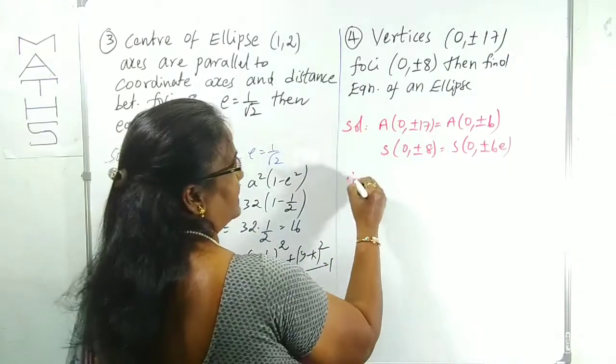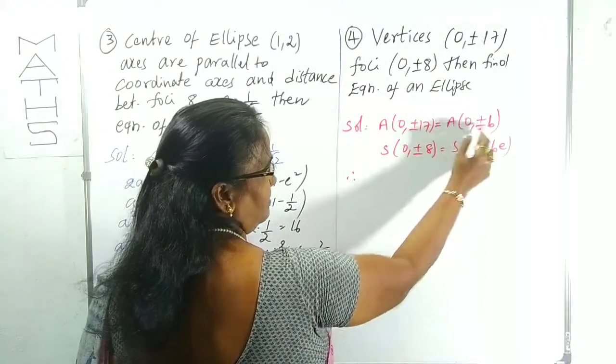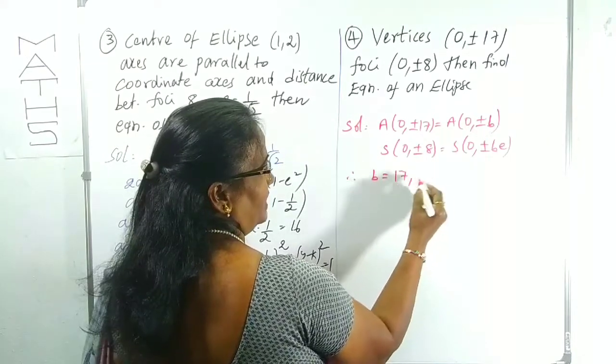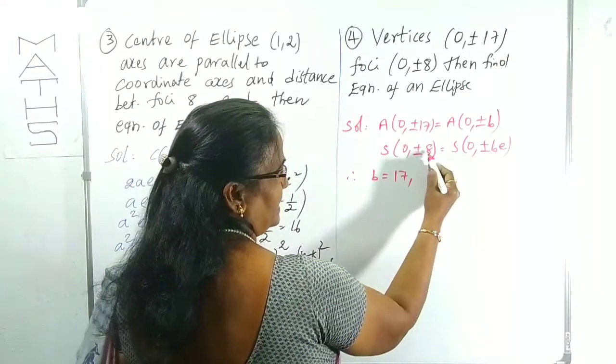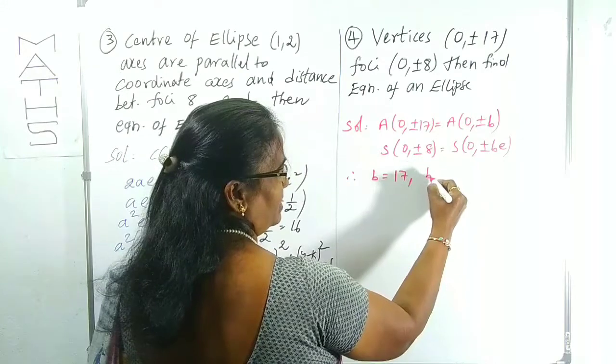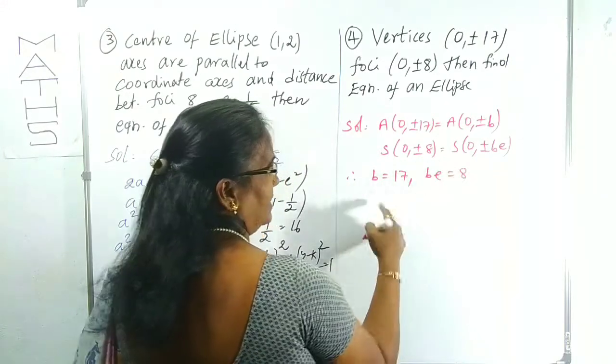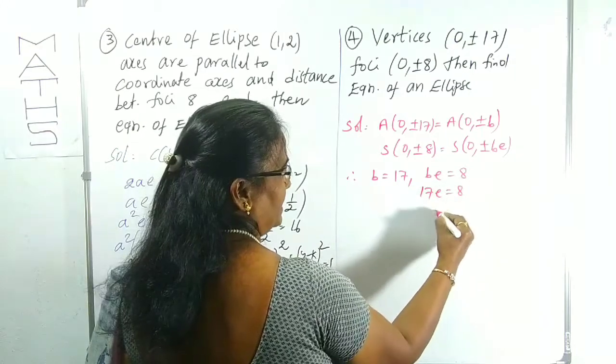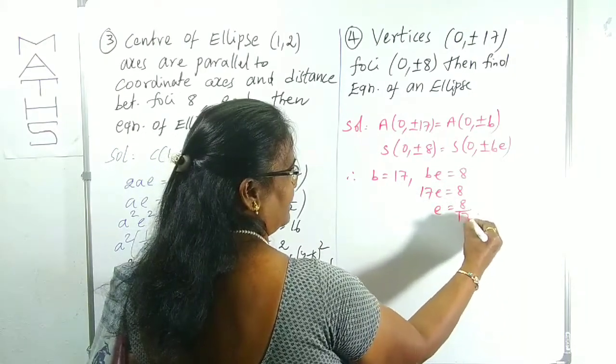First of all, what are b and be? Plus or minus 17 is plus or minus b, meaning b is equal to 17. In place of plus or minus be, plus or minus 8 means what? be is equal to 8. Already b is 17, so 17e is equal to 8. e is equal to 8 by 17.